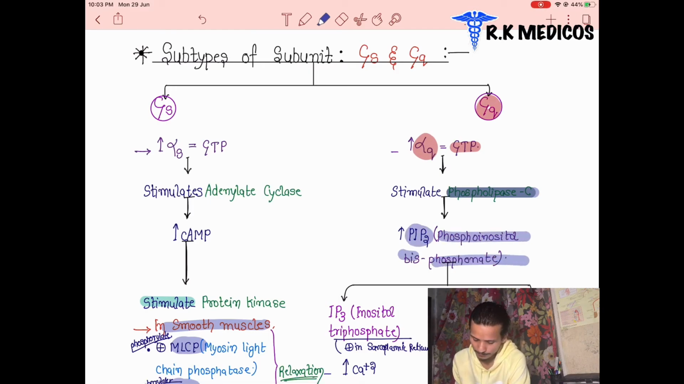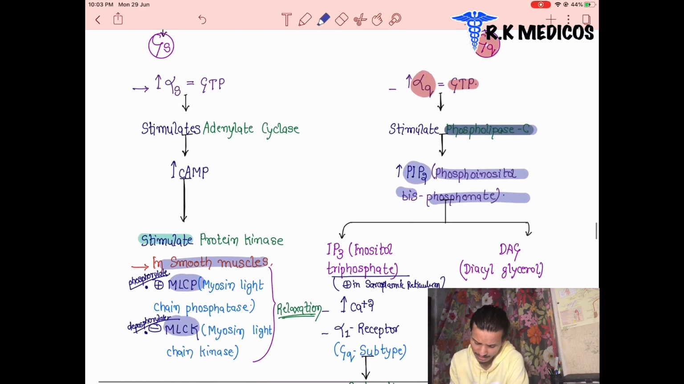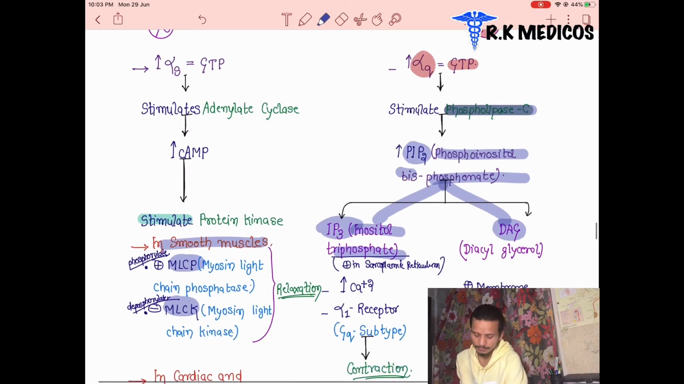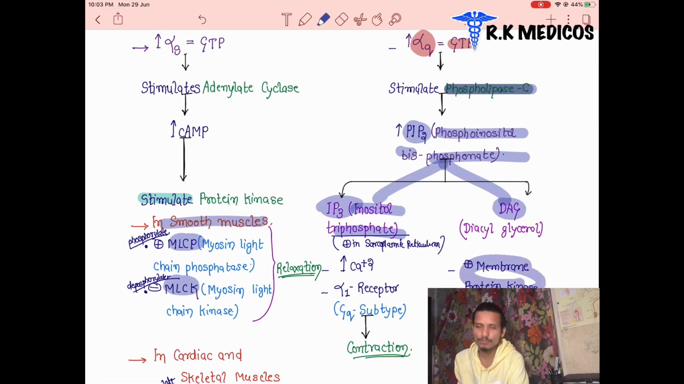This phospholipase C enzyme is forming the PIP2, phosphoinositol bisphosphate, and this is breaking into two forms, IP3 and DAG, inositol triphosphate and diacylglycerol. They are broken into two parts, inositol triphosphate and diacylglycerol.